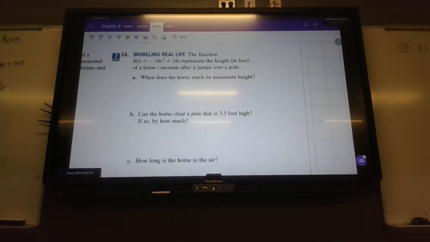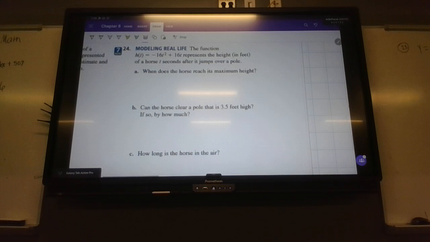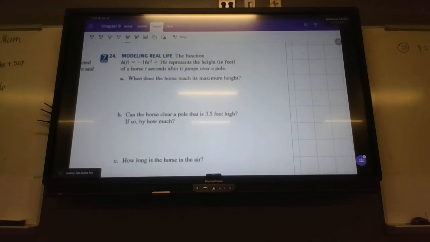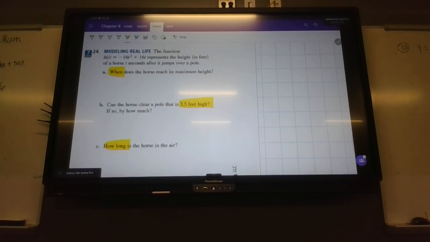176. This is talking about a horse jumping over a horse pole. When does it reach the maximum height? Does it clear 3.5 feet? How long is it in the air? You don't have to do any math, people. Type it into the graphing calculator and just read it. Please ask me if you're not sure how to use the graphing calculator.